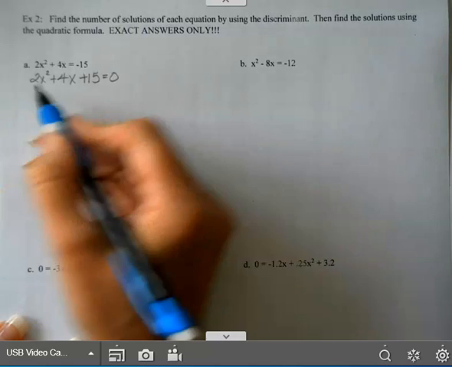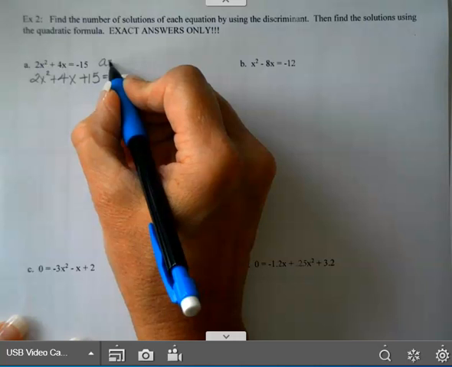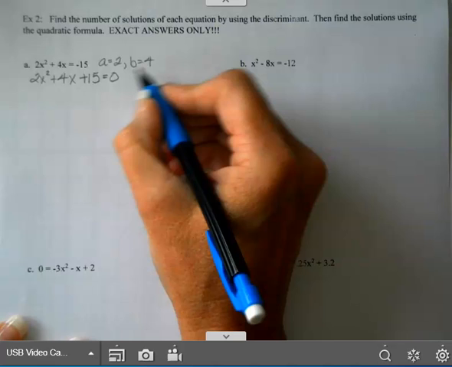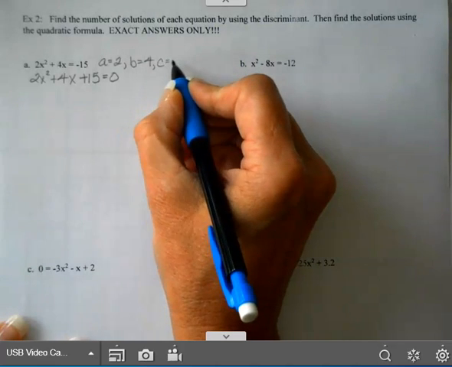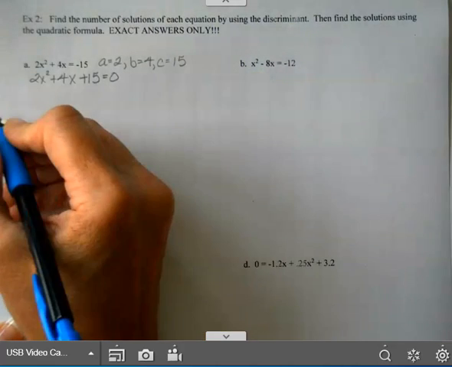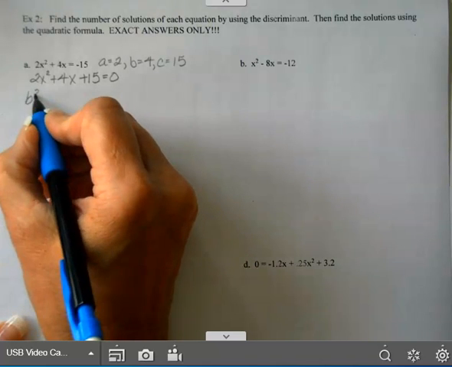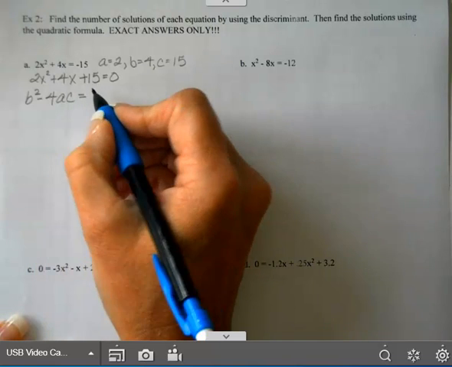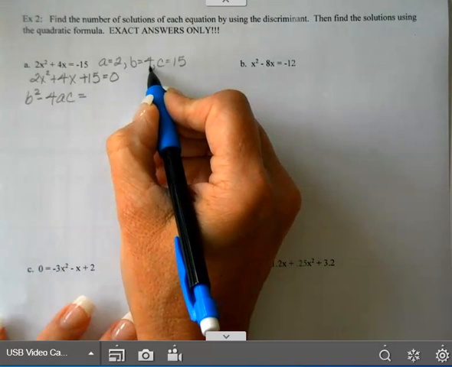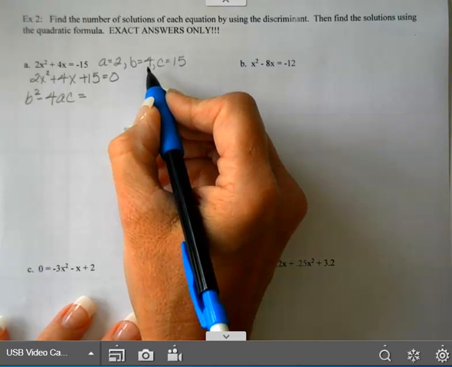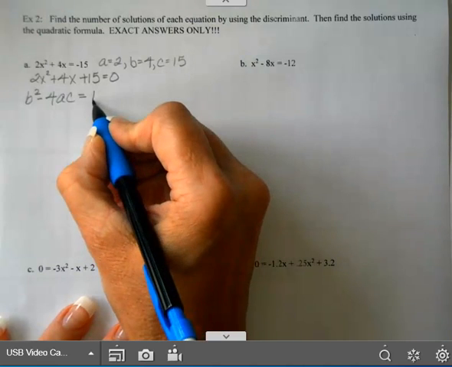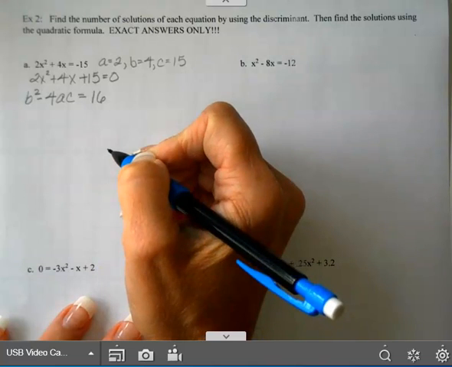My a is equal to 2, b equals 4, and c is going to be positive 15. Your discriminant is b squared minus 4ac. I like to square b and get in the habit of squaring this, whether b is positive or b is negative. When you square it, that's going to be positive. So I like to square it and make sure that that is positive right away.